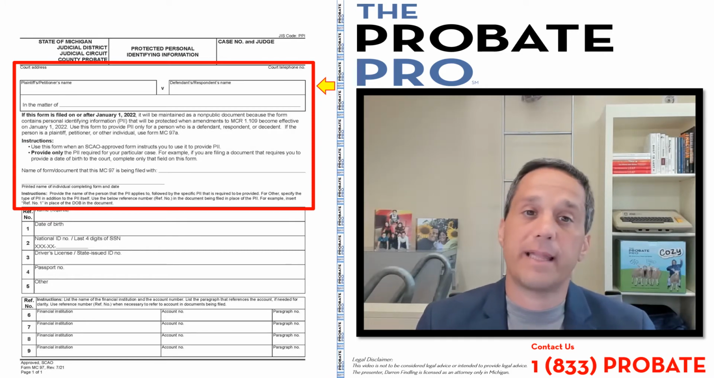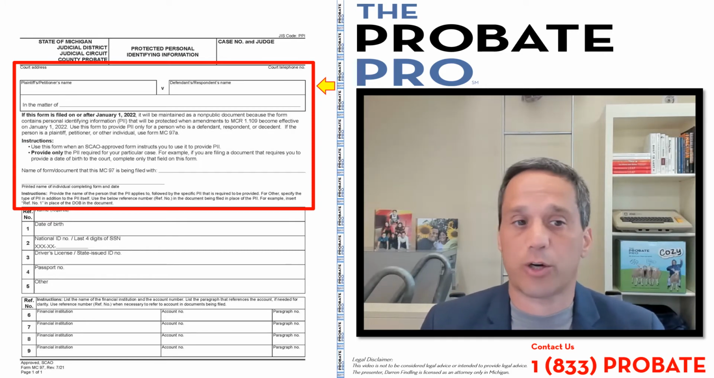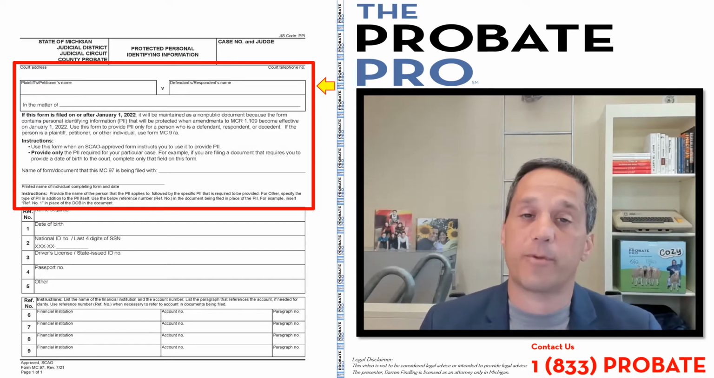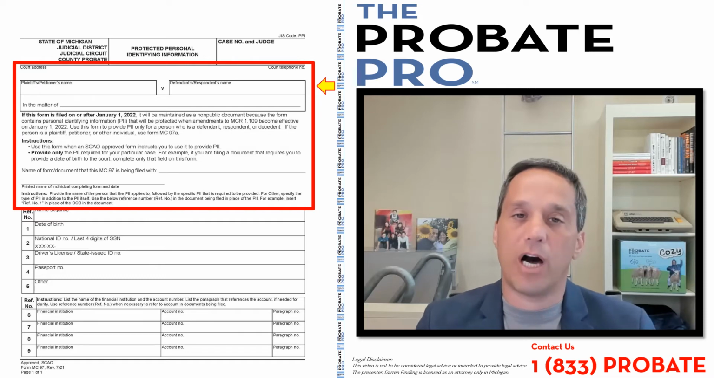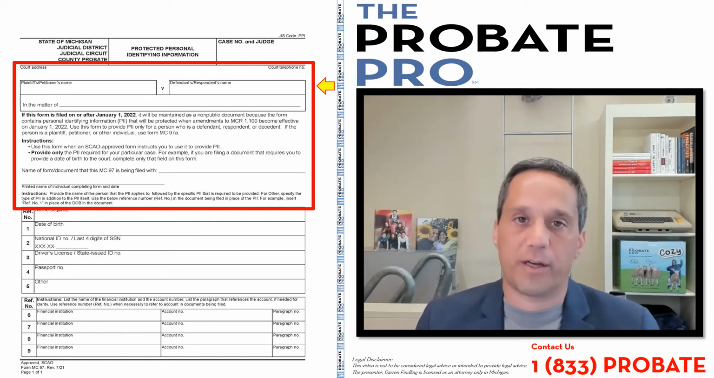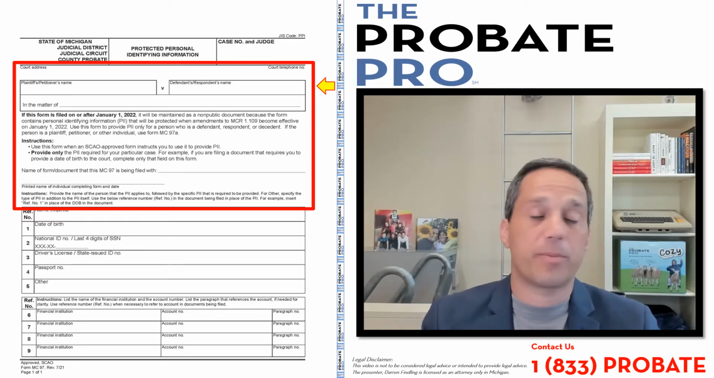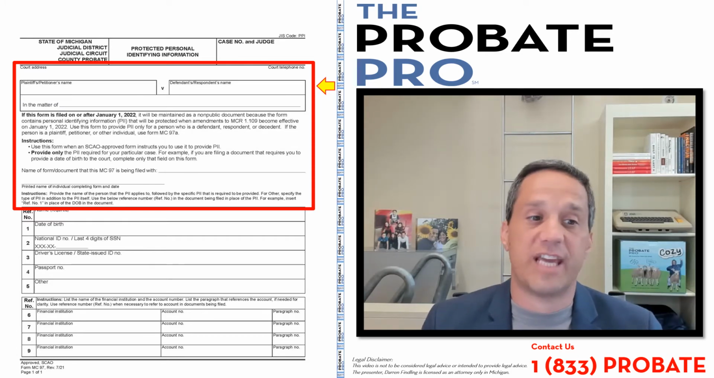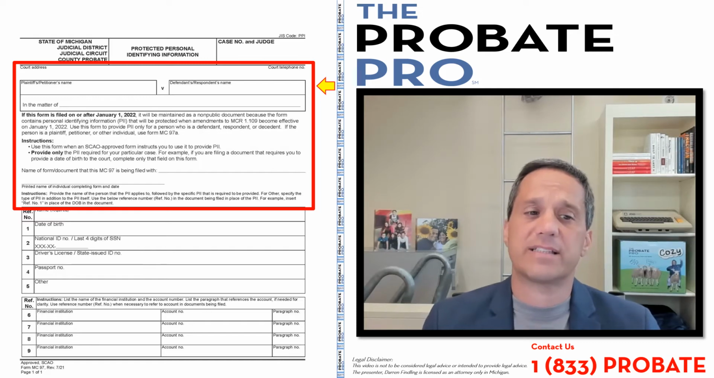And if there's a plaintiff or defendant, if this were used in a circuit court context, you'd put that information there. But in the probate court context, it's in the matter of. So in the matter of would be the estate of John Doe, for example. Now that could be a guardianship, conservatorship, trust, deceased estate. Then it provides this language.